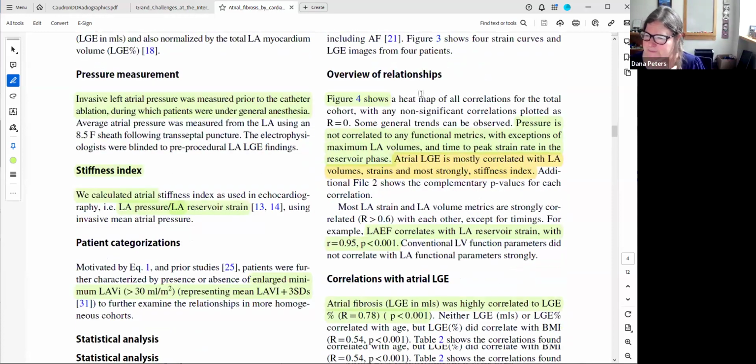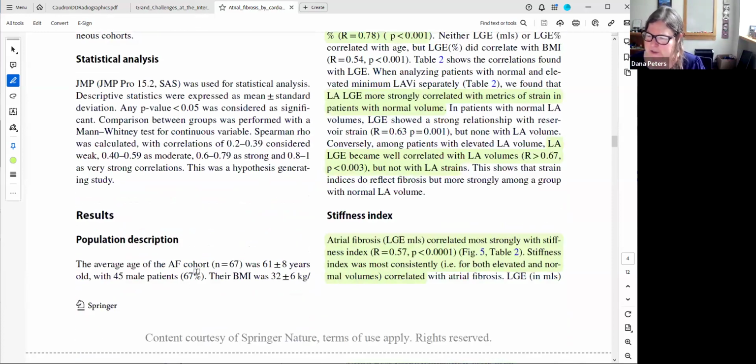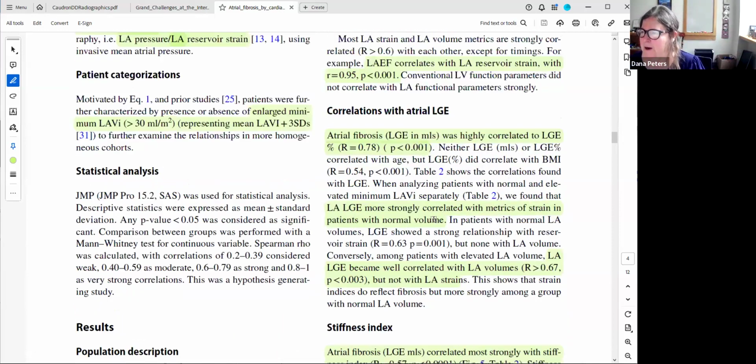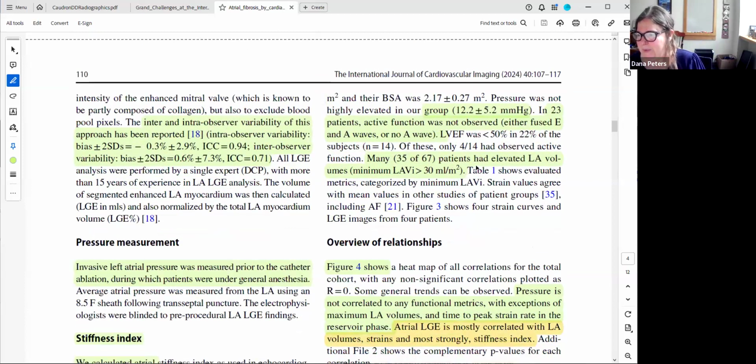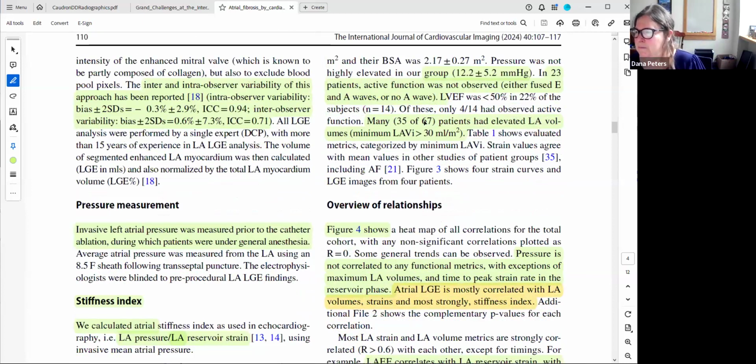Here you can see some of the patients. The patients were on average 67 years old, mostly men. We didn't have very high elevated pressure. The mean pressure was 12 millimeters of mercury, so it wasn't very highly elevated pressures in this group. In some of the patients, you couldn't see the atrial kick, either because it was missing or it was fused. And most of the patients had elevated LA volumes.